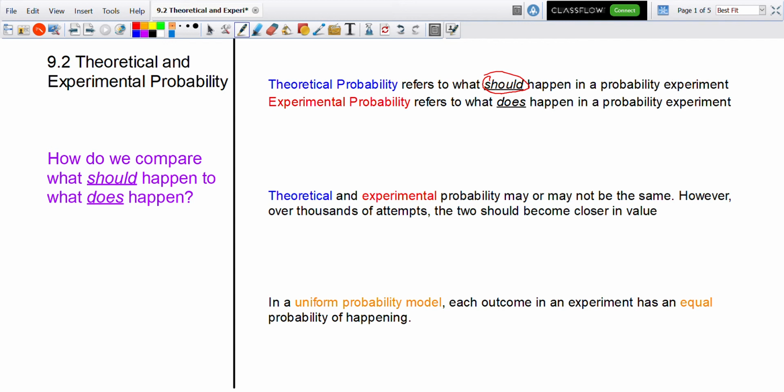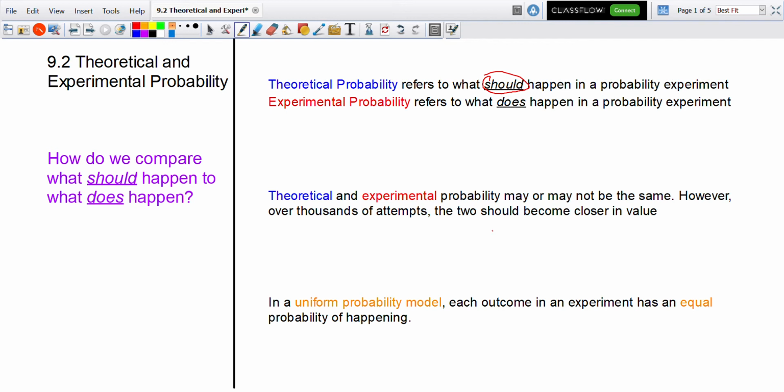And we're going to compare that today to the experimental probability, which refers to what actually happens when we perform the experiment. Okay. Ideally, the theoretical and experimental probabilities may or may not be the same. However, over thousands and thousands of attempts, an infinite number of attempts, those two, what should happen versus what actually happens, should become closer and closer to the same number.